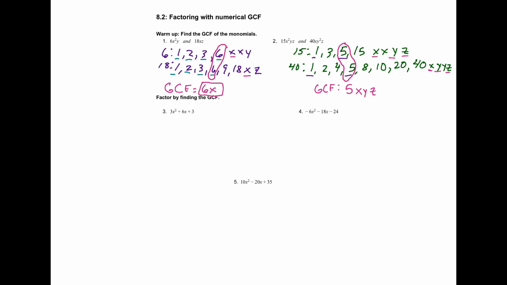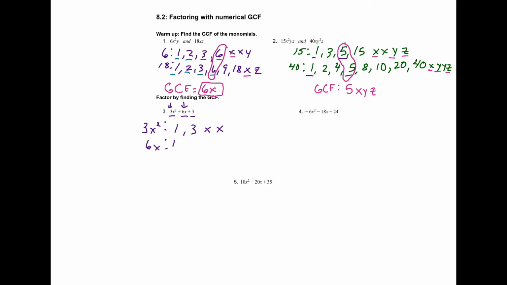So when I see a 3x squared, a 6x, and a 3, what I have to do for each of these is factor it, just like we did in the warm-up in problems 1 and 2. So for 3, I'm going to get a 1 and a 3 as factors, and then an x and an x. My next term here, I'll put the 3x squared and then the 6x, just so it's a little bit clearer.